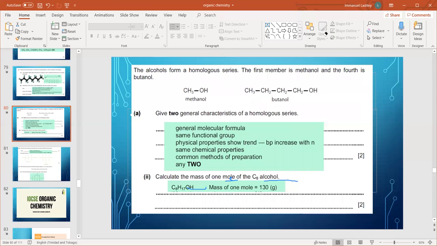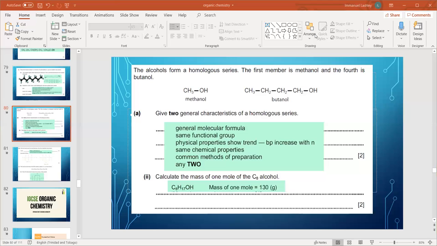Next. The alcohols form a homologous series. The first member is methanol and the fourth is butanol. The question asks, give two general characteristics of a homologous series. So by now you're beginning to see patterns developing when it comes to homologous series. They have the same general molecular formula, they have the same functional group, and they show similar trends in physical properties.